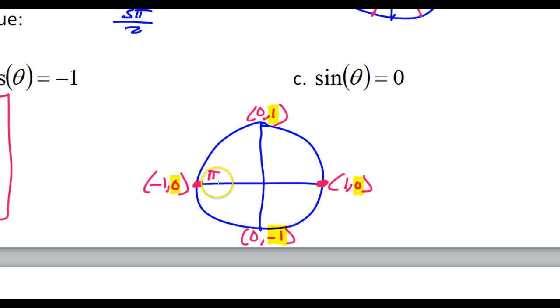But it's going to keep going around and around. Every time we add another pi, we're going to be back to 0 again. So we can say theta is equal to pi n, where n is an integer.